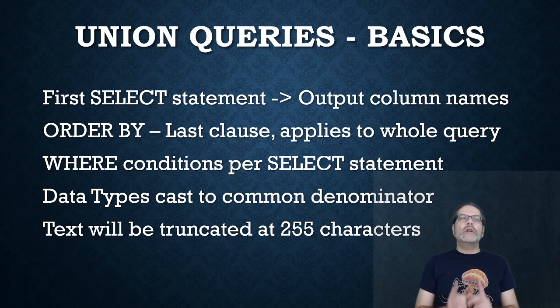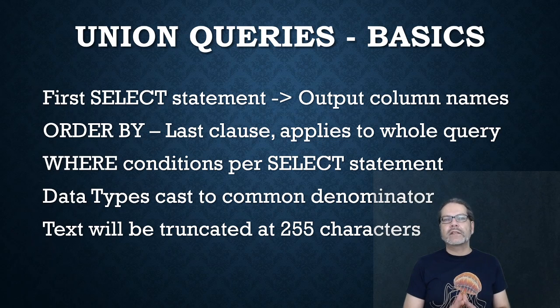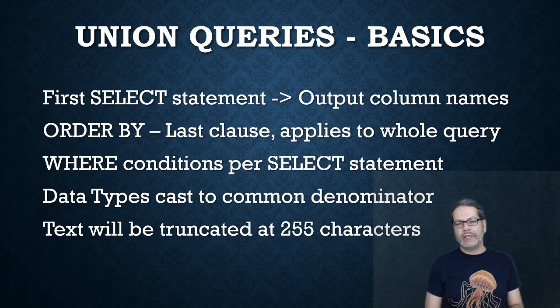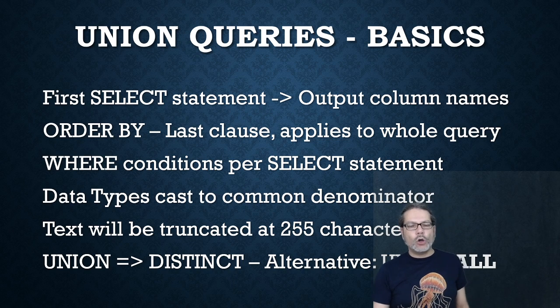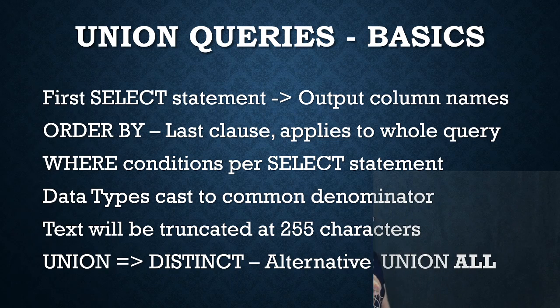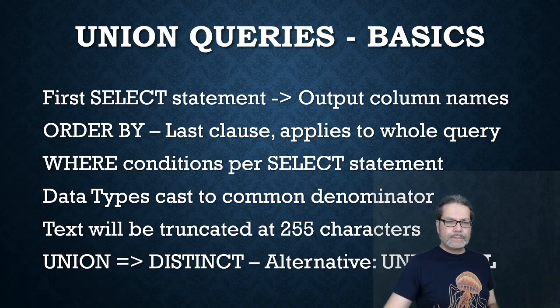With text, there's something special I didn't show you, but I mention it here. Long text will be truncated to the first 255 characters in a union query. And always keep in mind that union uses a distinct operation on the data. That is the error that I most frequently make with union queries.